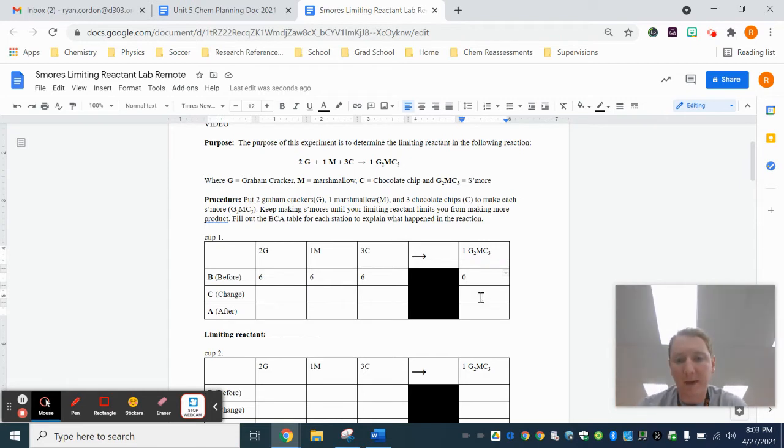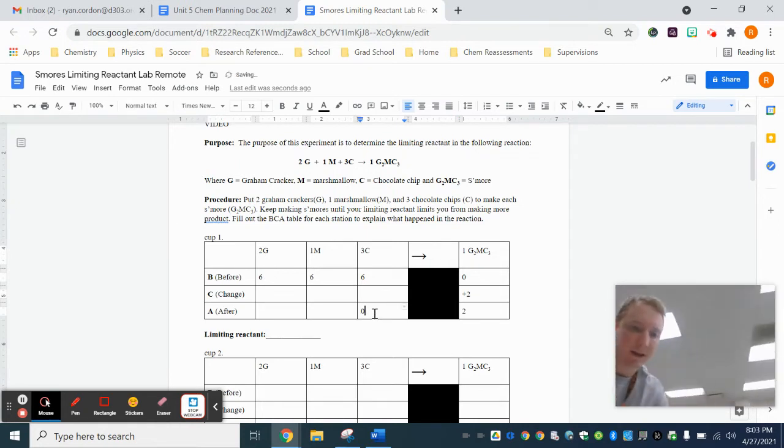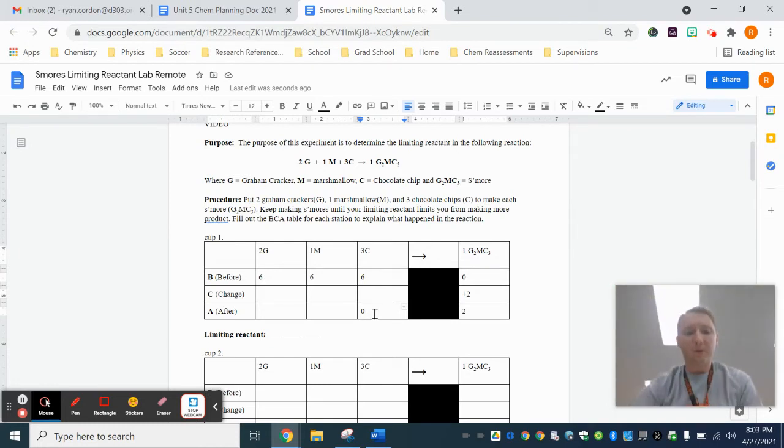All right. So we made 2 s'mores. And then in order to do that, let's see what happened here. Afterwards, we had zero chocolate chips left. We had zero chocolate chips. We have four marshmallows, and we have two graham crackers left over. So four marshmallows left over, and two graham crackers left over.